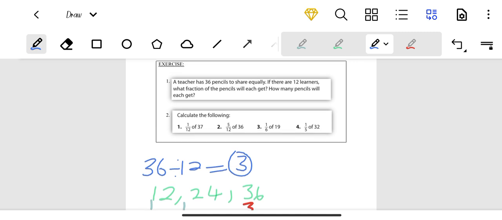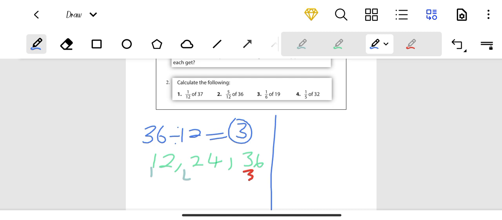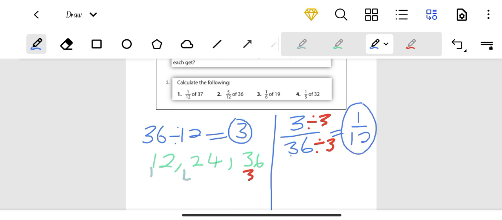The question again asked, what fraction of the pencils will each get? For you to get a fraction for the pencils, you're going to say how many pencils does each get? 3. Out of how many pencils are there? 36. Can we divide 36 by 3? Yes, we can. So we can simply use 3, divide by 3, divide by 3, trying to simplify the fraction. So 3 divided by 3 is 1. 36 divided by 3 is 12. So it means that the fraction is going to be 1 out of 12.